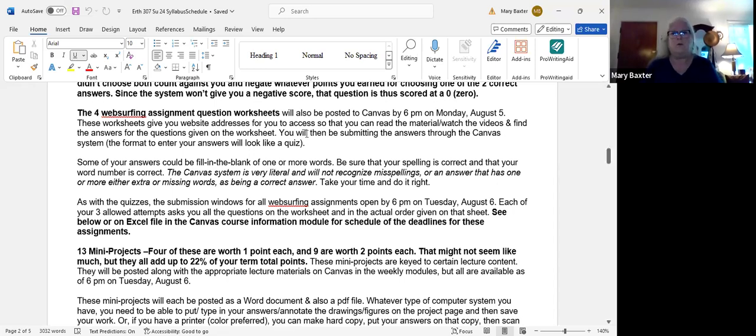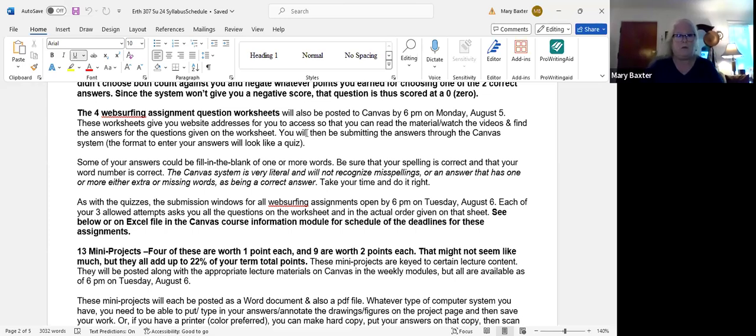So as with the quizzes, the submission windows for all web surfing assignments open at 6 p.m. on Tuesday, August 6th, and close when their deadlines are. You can look that up further down in the course schedule or on those Excel sheets, the calendar sheets in the course information folder that have the deadlines on a calendar page. Some people find it easier to remember if they have that printed off and by their computer.